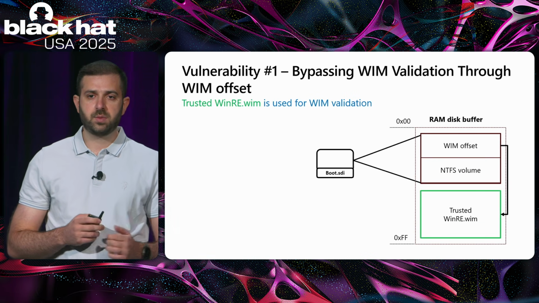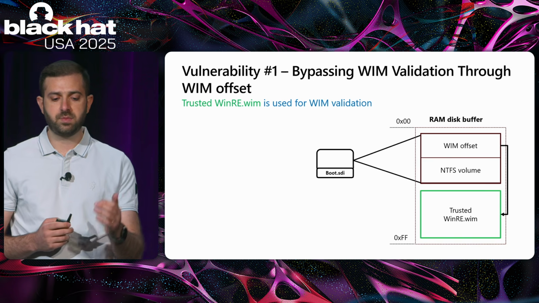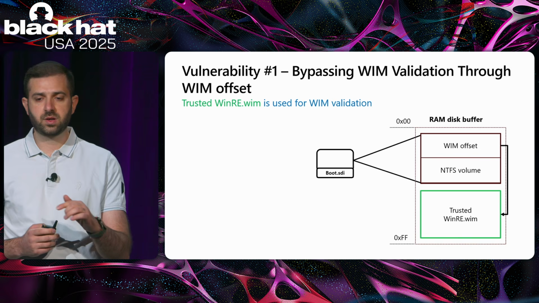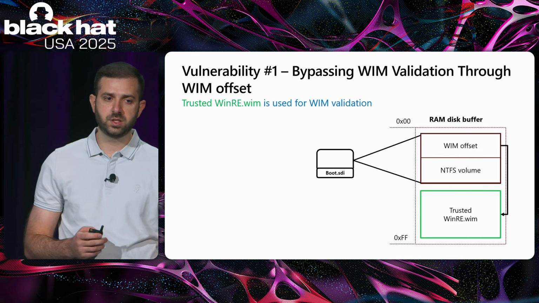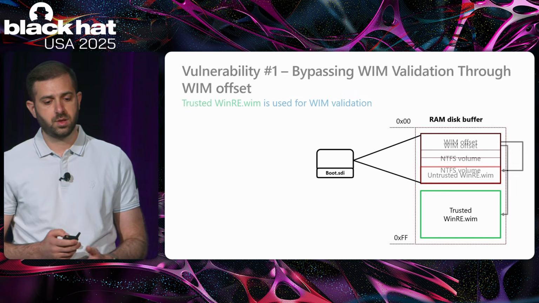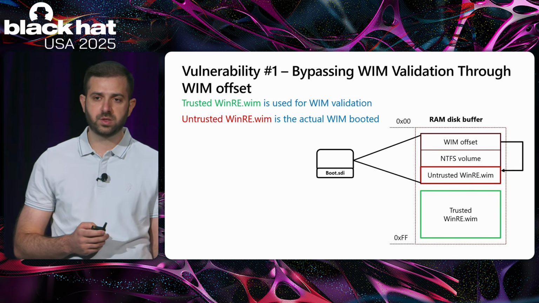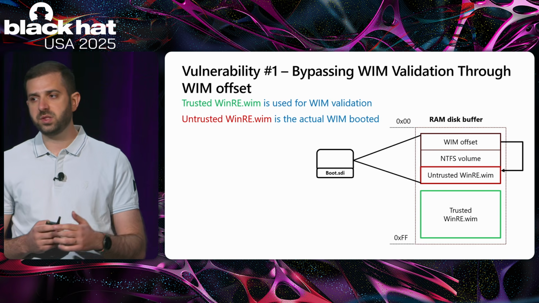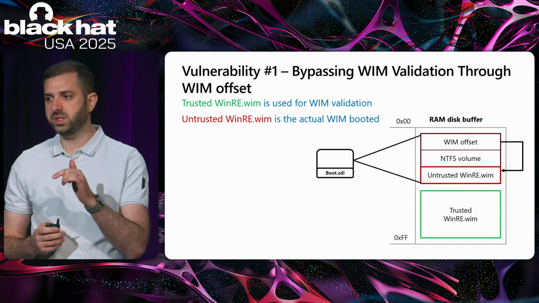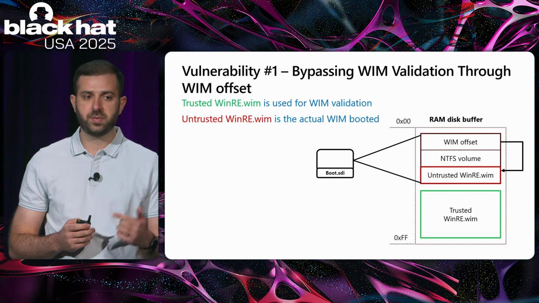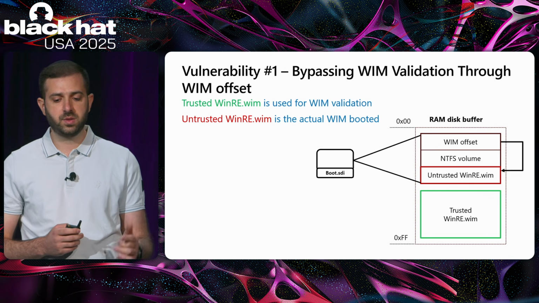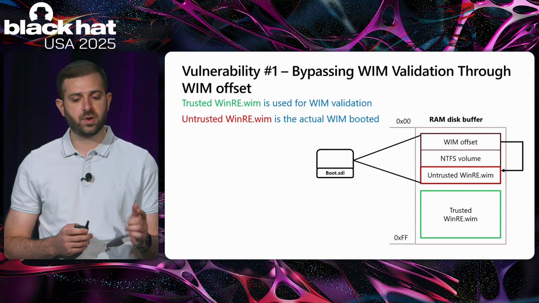We know that WinRE WIM must pass hash validation when loaded immediately after the SDI. However, the Boot.sdi itself undergoes no validation whatsoever. Since we can manipulate the WIM offset to point to an arbitrary location, we could append an untrusted WIM to the SDI and adjust the offset to point to it. The hash validation for the trusted WIM will succeed, but the untrusted WIM will be executed in its place. This allows us to load and execute any WIM we choose while keeping the main OS volume still unlocked.